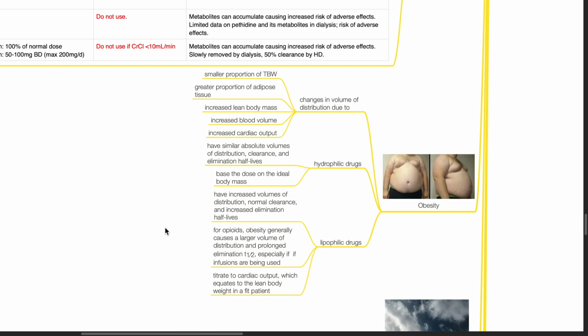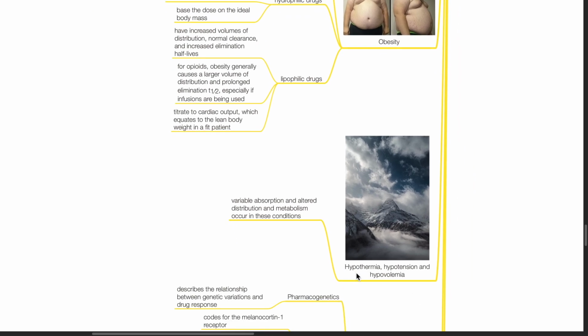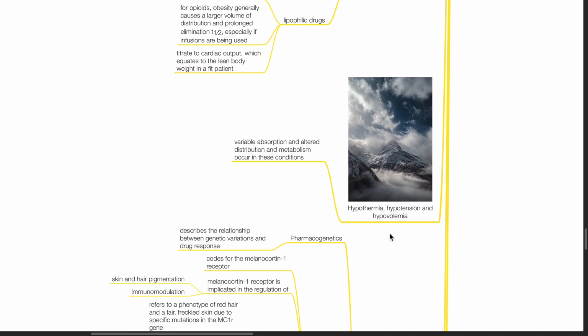For lipophilic drugs, which includes most opioids, these drugs have increased volume of distribution, normal clearance, and increased elimination half-life, especially if infusions are being used. Titrate to cardiac output, which equates to the lean body weight in a fit patient. Hypothermia, hypotension, and hypovolemia cause variable absorption and altered distribution and metabolism.